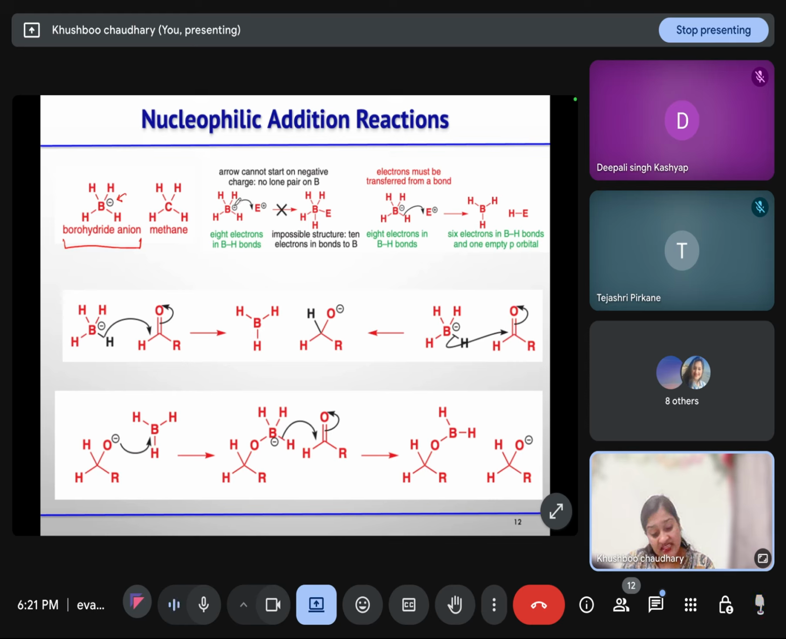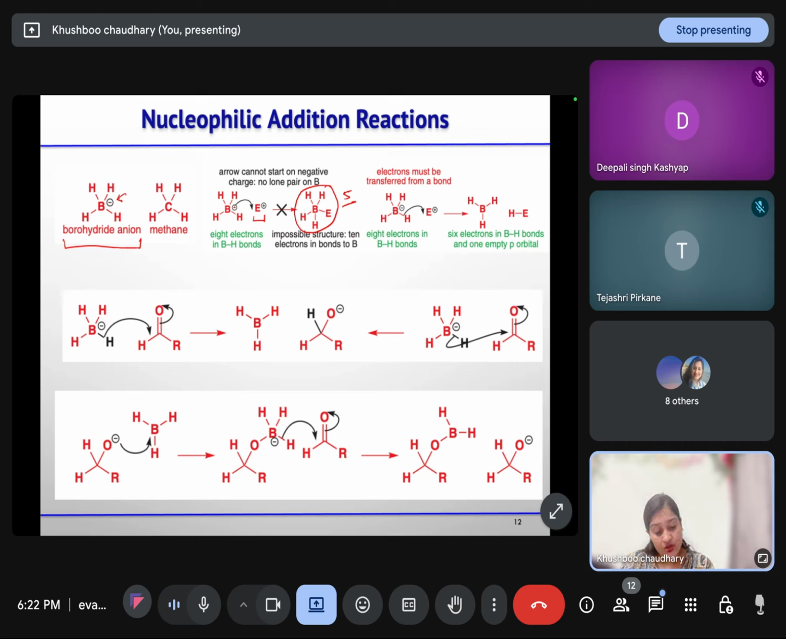and we can't use these electrons to attack an electrophile because boron can't form five bonds. It does not have space to occupy two more electrons. It can only have eight electrons in its valence shell. So how will the borohydride attack the electrophile?